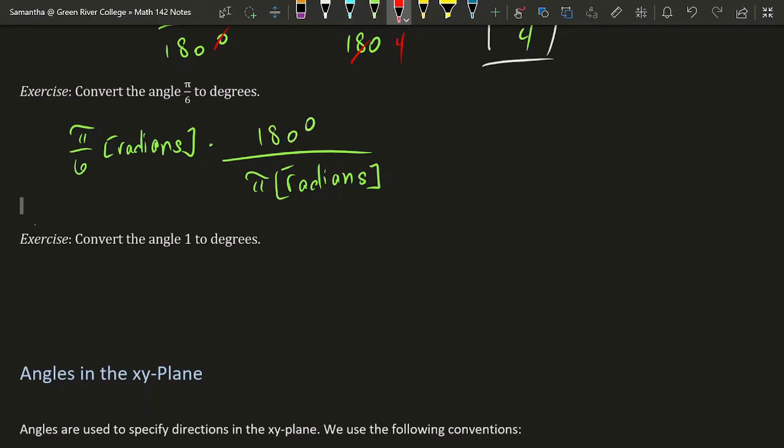So now not only can I cross-cancel radians, but I can also cross-cancel this pi, which shows up in one numerator and one denominator. That leaves me with 180 over 6. Now 6 goes into 180 30 times, so pi over 6 radians is equivalent to 30 degrees. In other words, if you take pi radians, which is the same thing as 180 degrees, and divide it by 6, then you get 30 degrees.